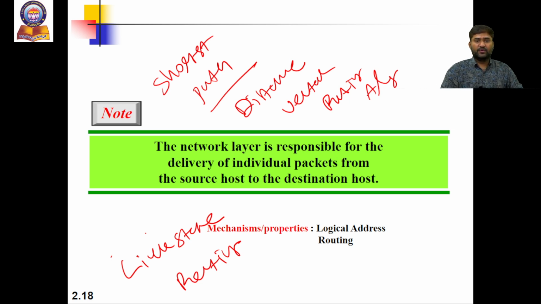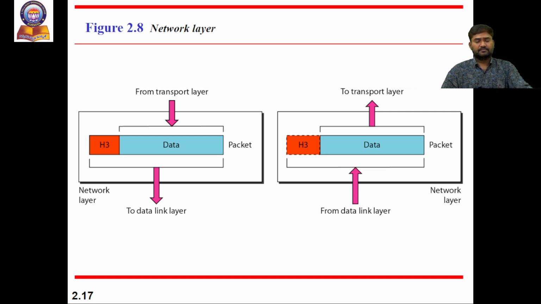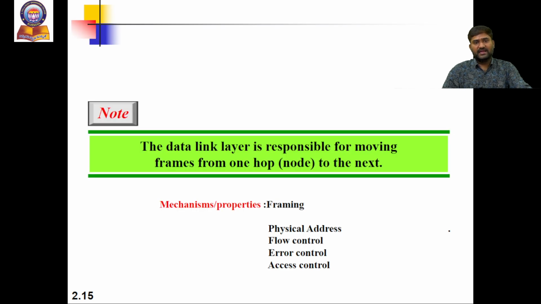As of right now, we have discussed the network layer, and coming to the next one, just see the position of the network layer. Above the network layer there is the transport layer, and below the network layer there is the data link layer. So right now my data is going to the data link layer. What is the main responsibility of the data link layer? The data link layer is responsible for moving frames from one hop to the next hop.